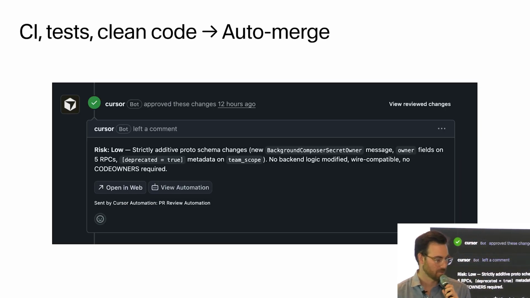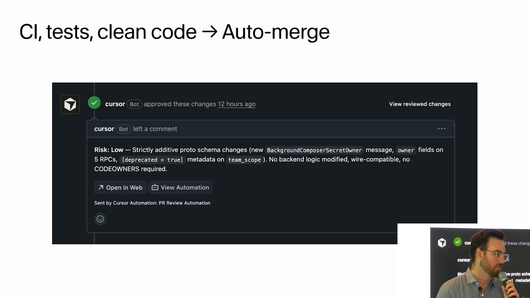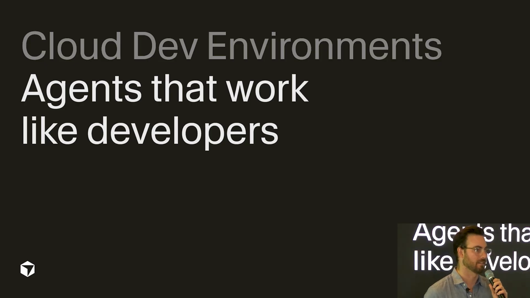I mentioned the risk scoring as part of this as well. With the risk scoring, the idea here is that if something's a low risk PR, it's not going to have a large blast radius. We get that automatically approved, and if not, then we tag in the appropriate person.